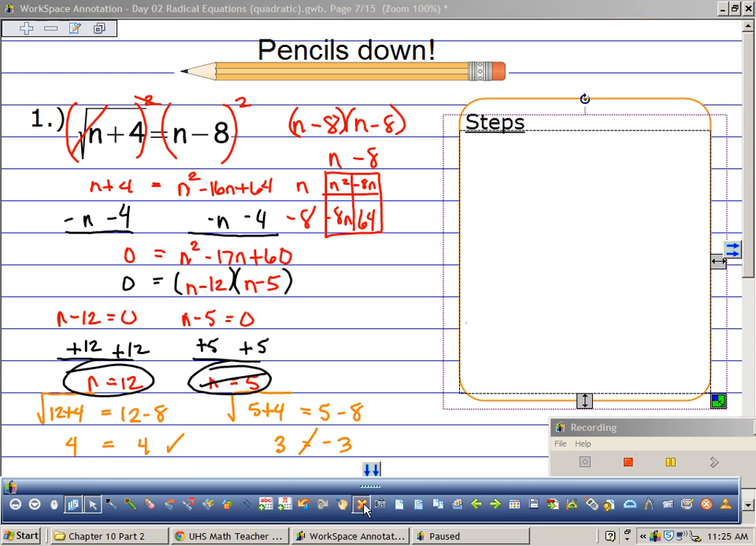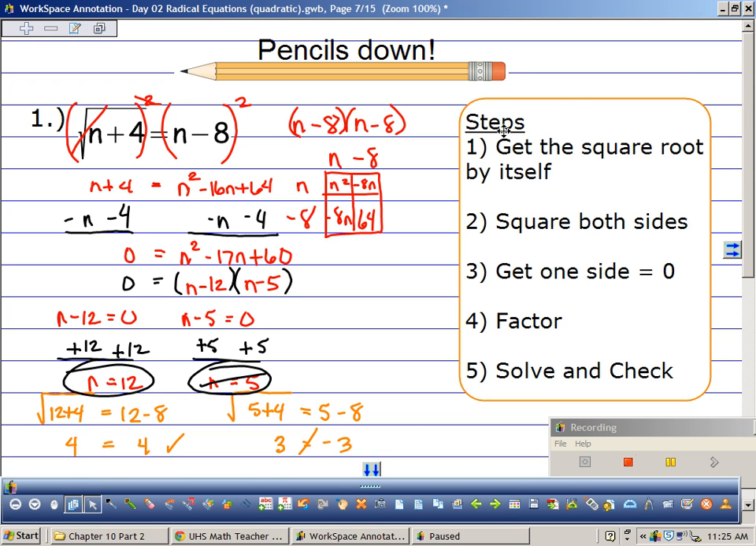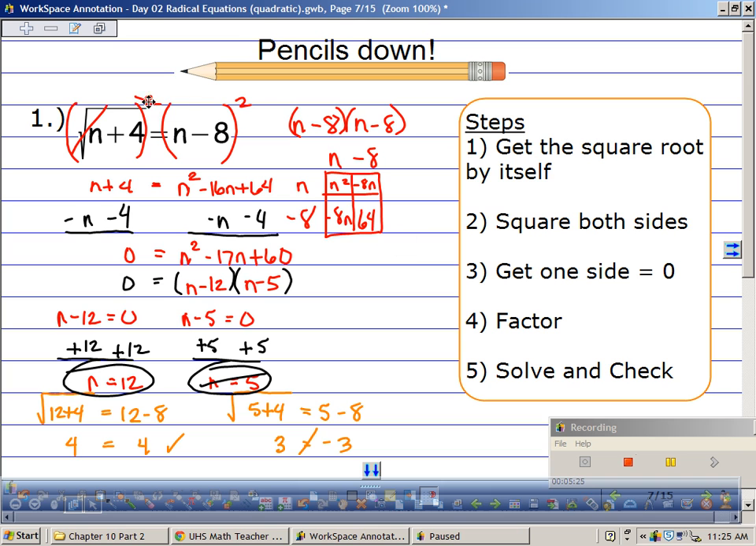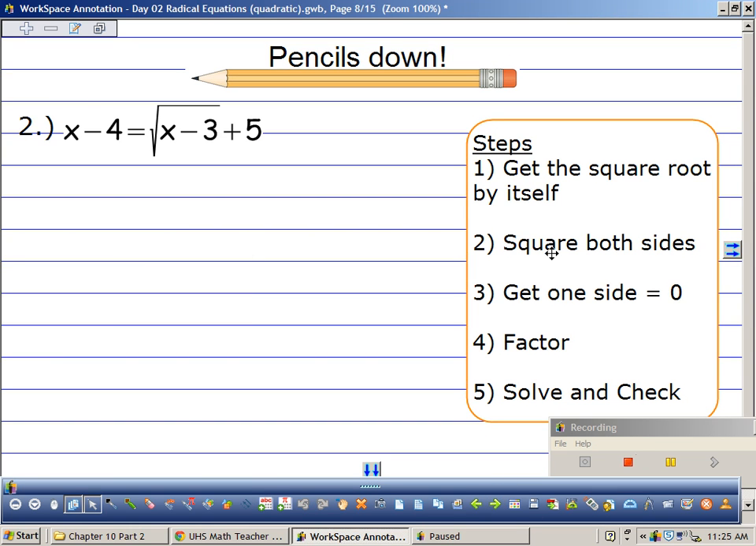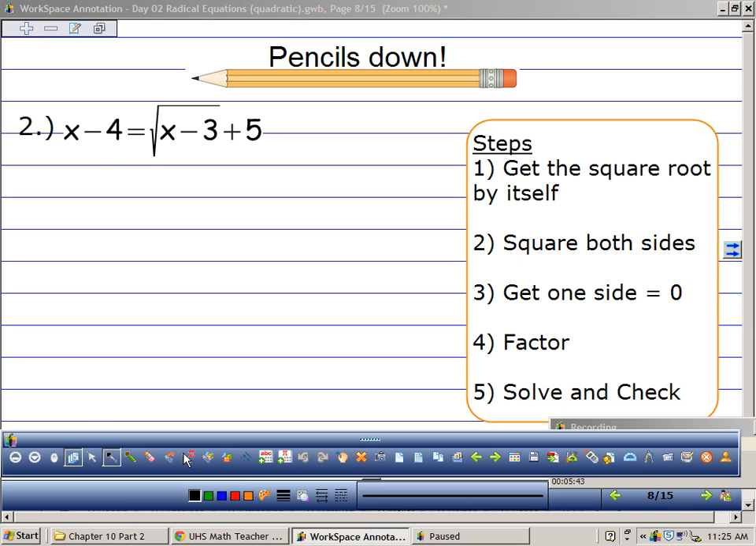Let's look at my steps. Get the square root by itself. The square root was already by itself. Square both sides. I squared both sides. Get one side equal to 0. We moved everything over so that it was equal to 0. Factor, solve, and check. Any questions? Okay. You do another one with my steps side by side.